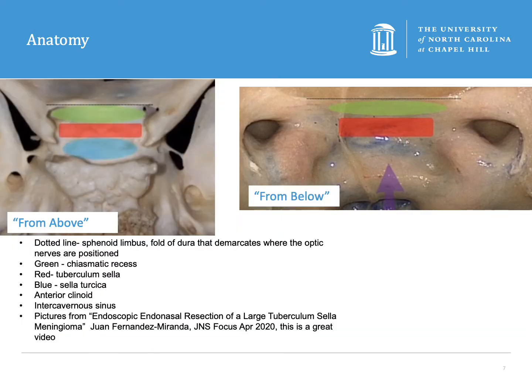We'll just further reveal a little bit more about the differences between the sella, the tuberculum, and the planum. The dotted line here from the above picture and from the below picture is the sphenoid limbus. From below it's a ridge of bone, and from above it's a fold of dura that demarcates where the optic nerves are. Inferior to the limbus is the chiasmatic recess or chiasmatic groove, where the optic nerves come together to form the optic chiasm.